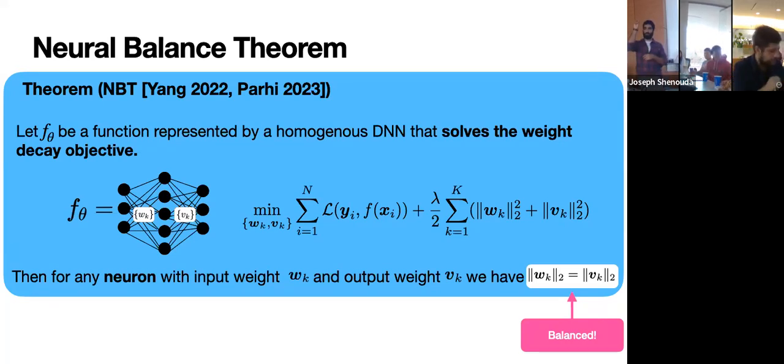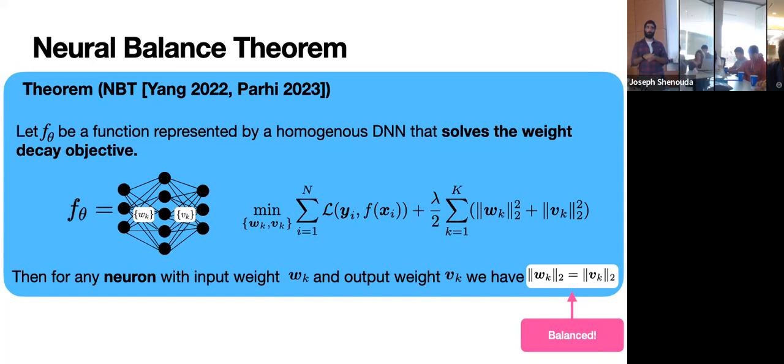Yeah, for that particular neuron or unit, whatever you want to call it, the 2 norm of the input weight going in is going to be equal to the 2 norm of the output.